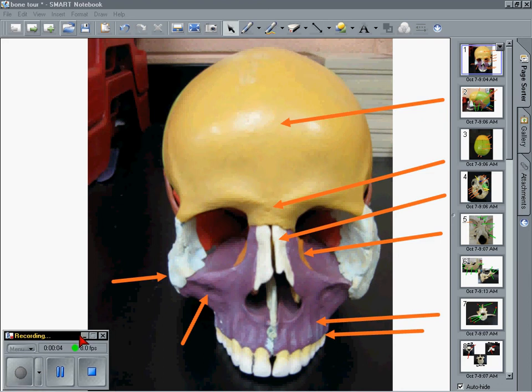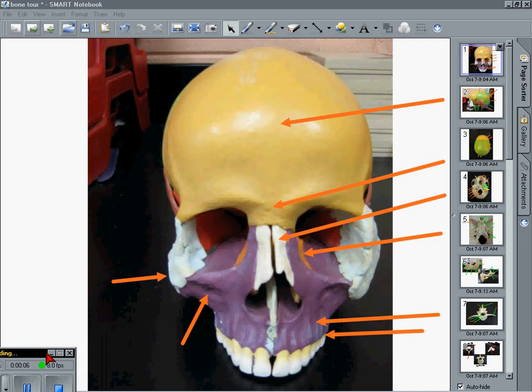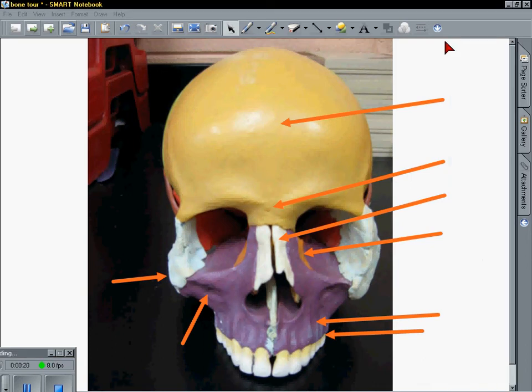This is the first in the series of the bone tour, if we want to call it that. We're going to start with the bones of the cranium and the face, which are actually two different sets of bones. We have the cranial bones, which are flat bones, and the facial bones, which are irregular bones. We can do it that way.